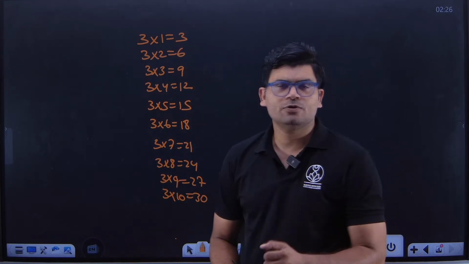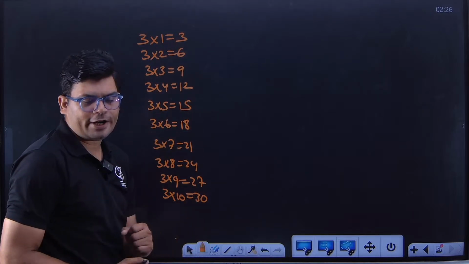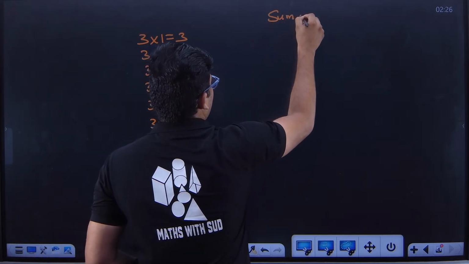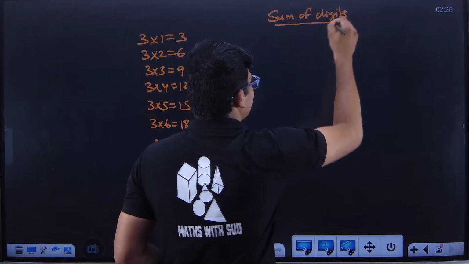And if I ask you, what is the sum of the digits in the final product? Sum of the digits. You must understand what digits are in mathematics. So dear, there are 10 digits in mathematics.